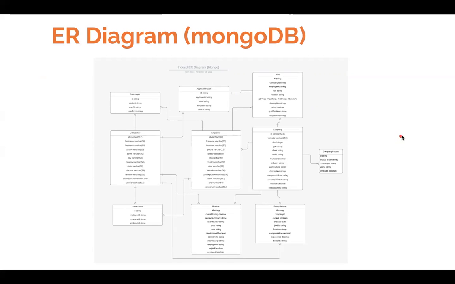So this is the ER diagram of MongoDB. At a high level, we have lots of tables like messages, application jobs, employer, company, service jobs, salary review, etc., which are totally maintained in MongoDB, and we also have a couple of tables which are maintained in MySQL database.